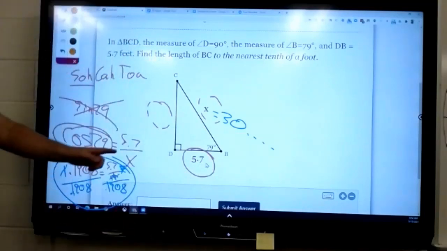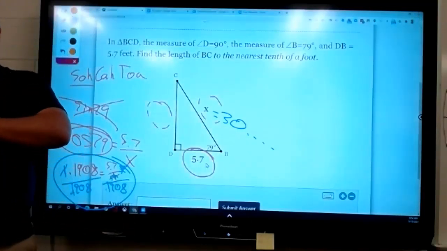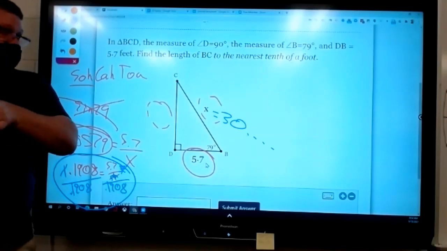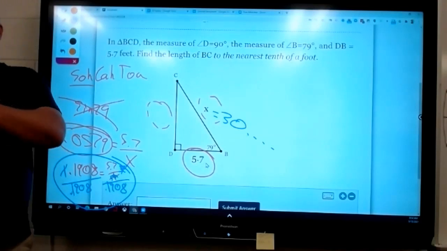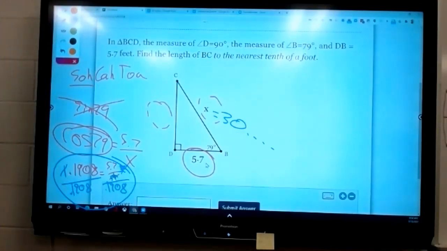Okay, would it make sense that if this is a really big angle, this short side is 5 or 6, that this side's going to have to be way longer? It should. So you got to set them up.